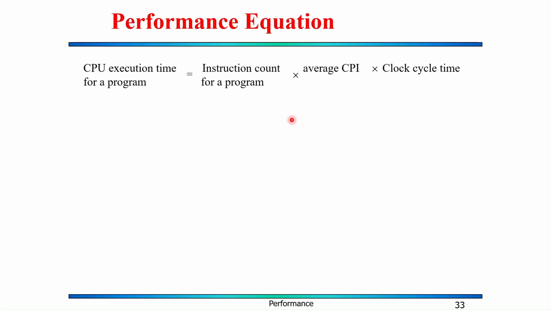This equation is powerful because it shows exactly where performance improvements can come from. We can reduce instruction count through better compilers or richer instructions. We can reduce average CPI through more efficient processor designs, and we can reduce cycle time through faster hardware technology. The challenge is that these factors often interact. Changing one can affect the other, which makes computer architecture both complex and interesting as well.